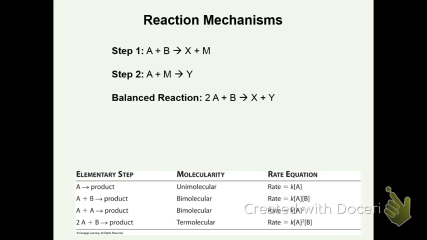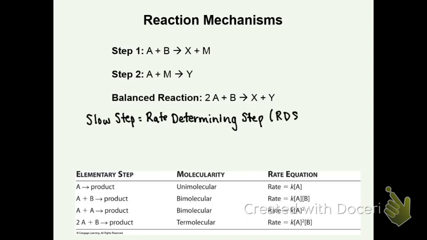And then the rate law for the reaction is determined by the rate law for whichever step is slowest. So the slow step is referred to as the rate determining step, which sometimes we'll abbreviate as RDS. And this is going to be the step that has the largest activation energy, because the largest activation energy is going to lead to the slowest rate.